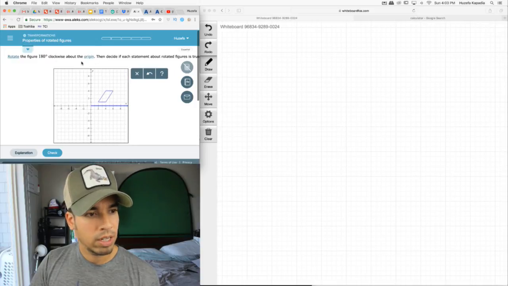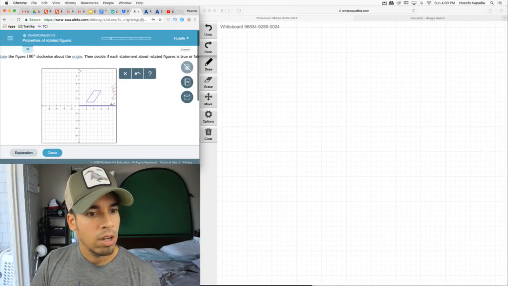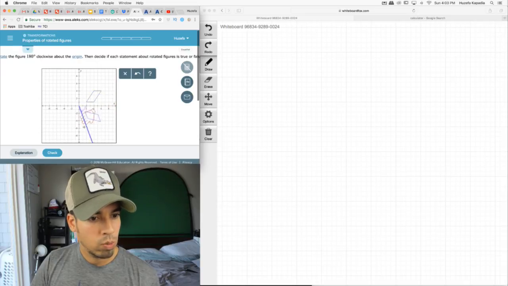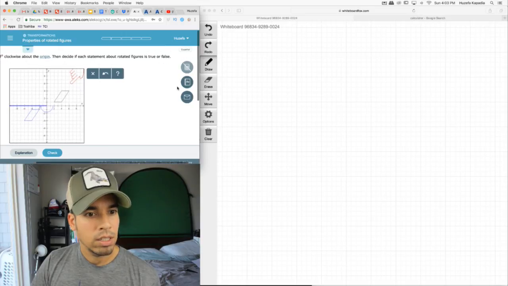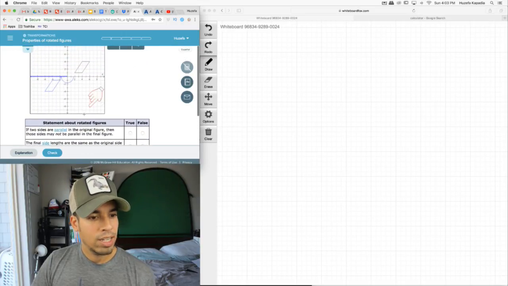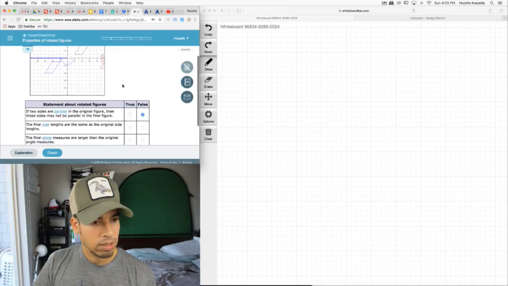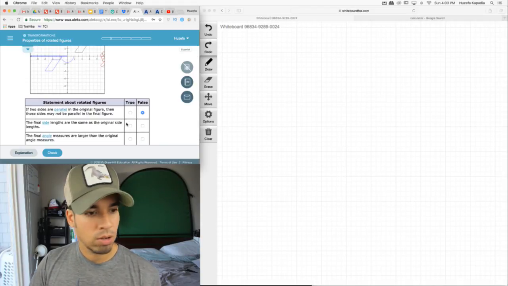Transformations, properties of rotated figures. Rotate the figure 180 degrees clockwise about the origin. So clockwise is going 1 this way and 2. That's 180. Then decide if each statement is true or false. If two sides are parallel in the original figure, then these sides may not be parallel in the final figure. That's false. That shouldn't affect ever anything about parallel relationships.